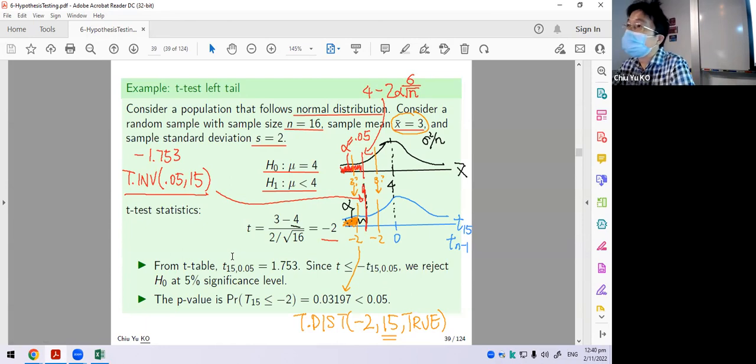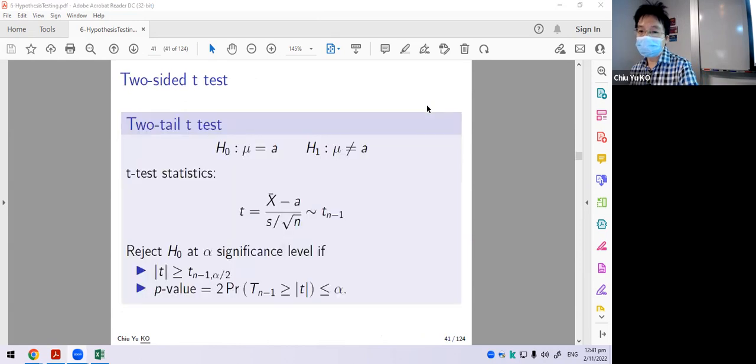Is it okay? I hope that is clear. Okay. Is there any question? Okay. So finally, if no question, I do a two-sided t-test again. So I have left tail, right tail, and then both tails. Is that okay? So I do it again, then it shouldn't be an issue.